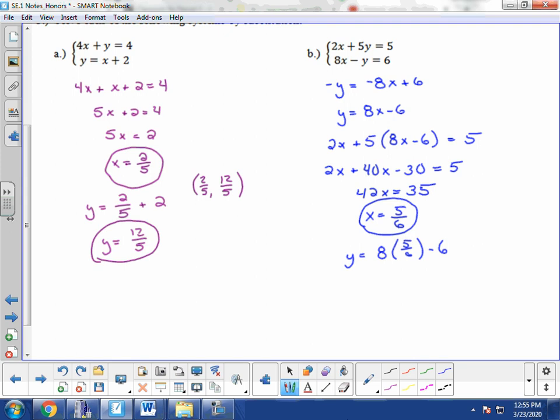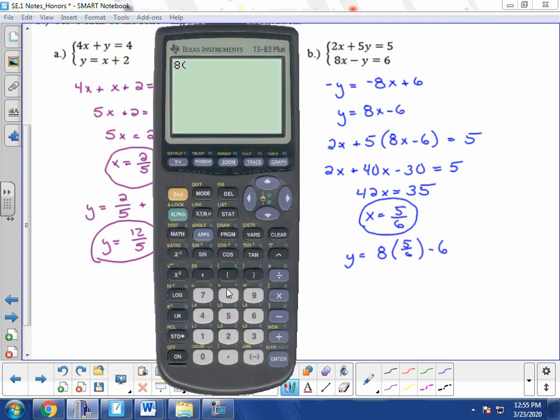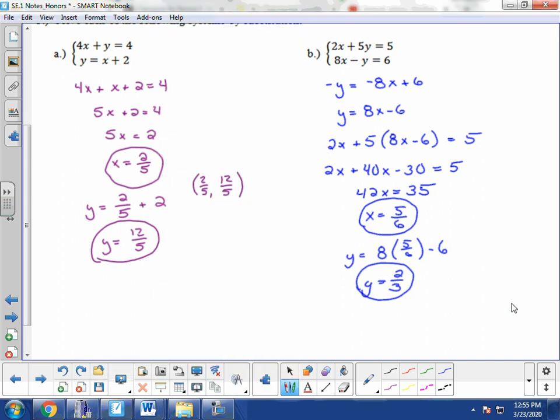And if we wanted to do that in the calculator, we definitely could. So let's go ahead and type that out. 8 times 5 divided by 6 minus 6. And then if we want that exact answer, let's hit the math key and put it as a fraction. So y equals 2/3.